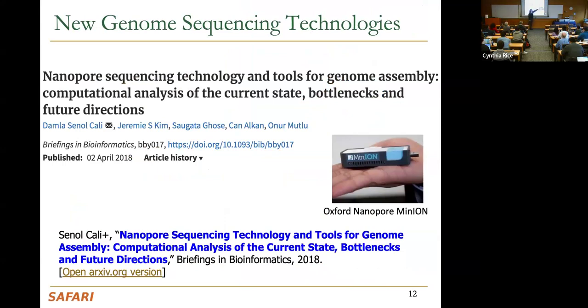This is a paper we wrote a while ago. Essentially, we look at the computational bottlenecks of analyzing the data that's generated by this data generator. This is a genome sequencing device, a nanopore sequencing device. It's very fast and very efficient. It's portable, as you can see. Unfortunately, it's quite dumb. Basically, it cannot process any of the data that it generates.